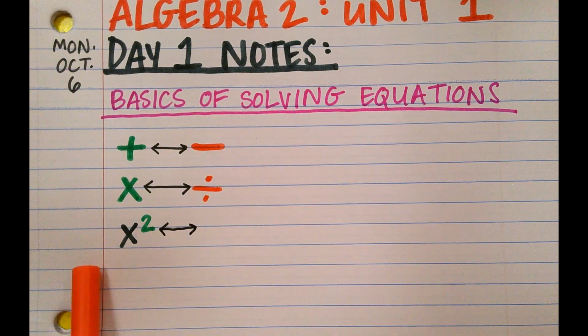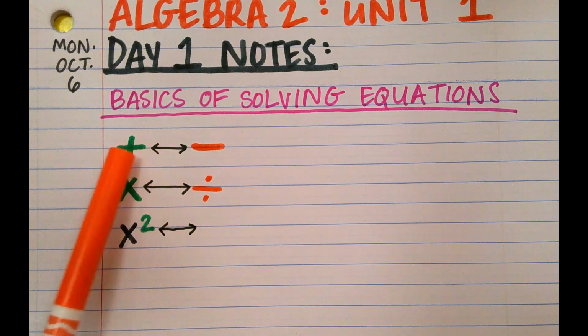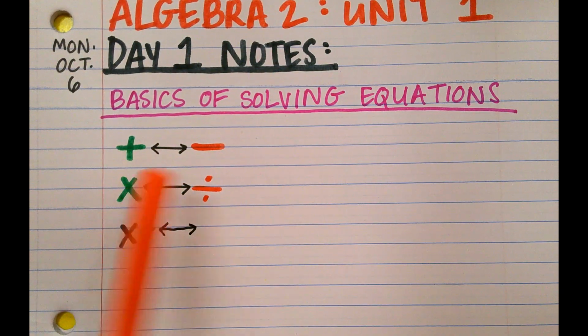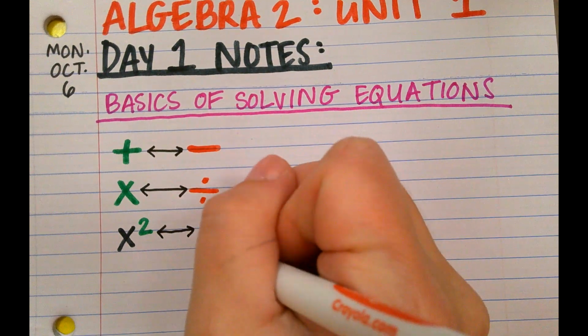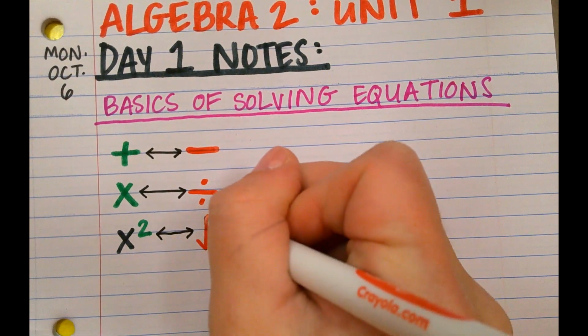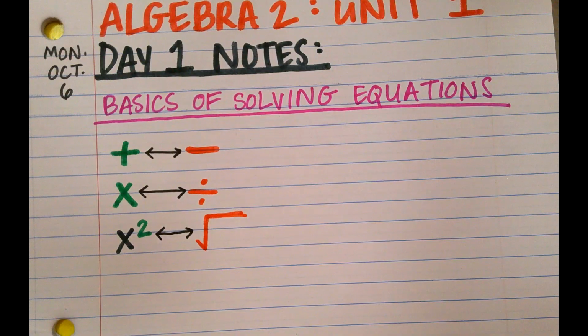So we're writing the opposites. I know the opposite of add is subtract. Opposite of multiply is divide. Does anybody know the opposite of the exponent or the squared here? Square root. Ooh. So that's a check mark. Looks like that with a little roof over the top of it. That is your square root.